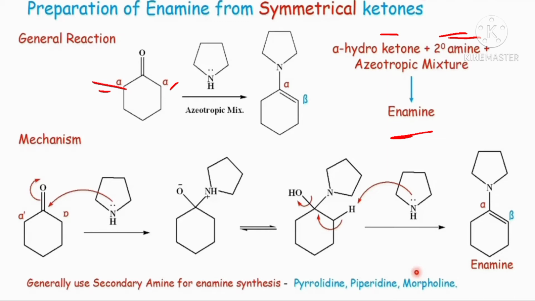Here this symmetrical ketone reacts with a secondary amine, and here the secondary amine has the structure of pyrrolidine. Generally we use secondary amines for enamine synthesis. It is pyrrolidine, piperidine or morpholine. And this reaction takes place in presence of an azeotropic mixture, and the alpha beta unsaturated enamine is formed. Okay, here this is the general reaction. Next is the mechanism of the preparation of enamine.